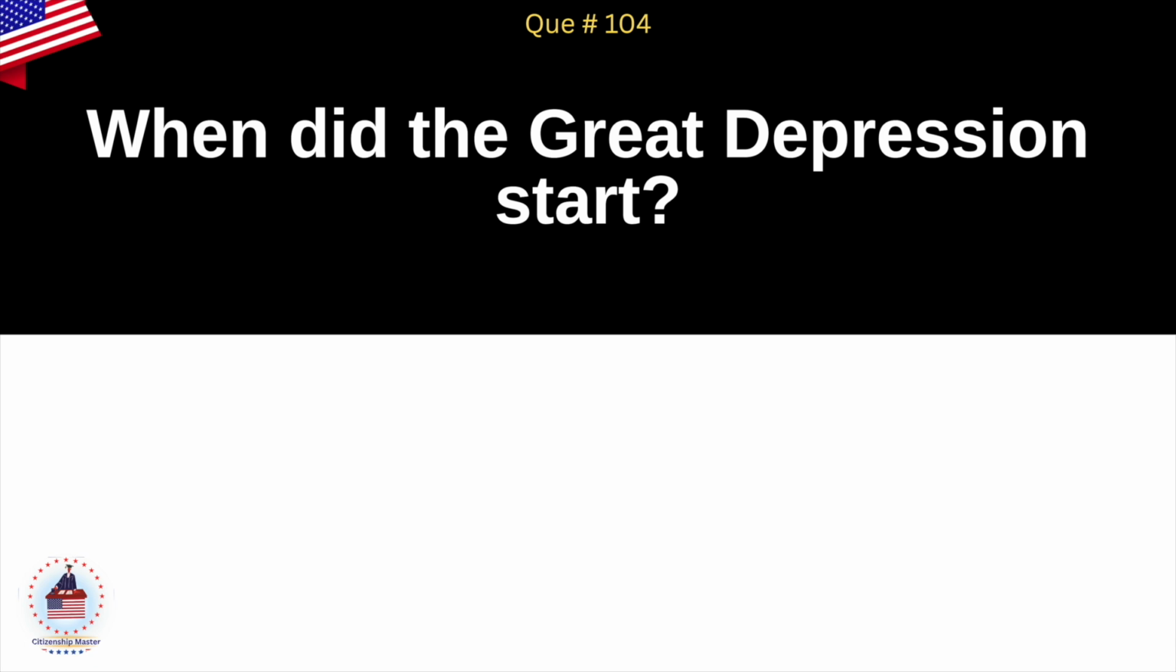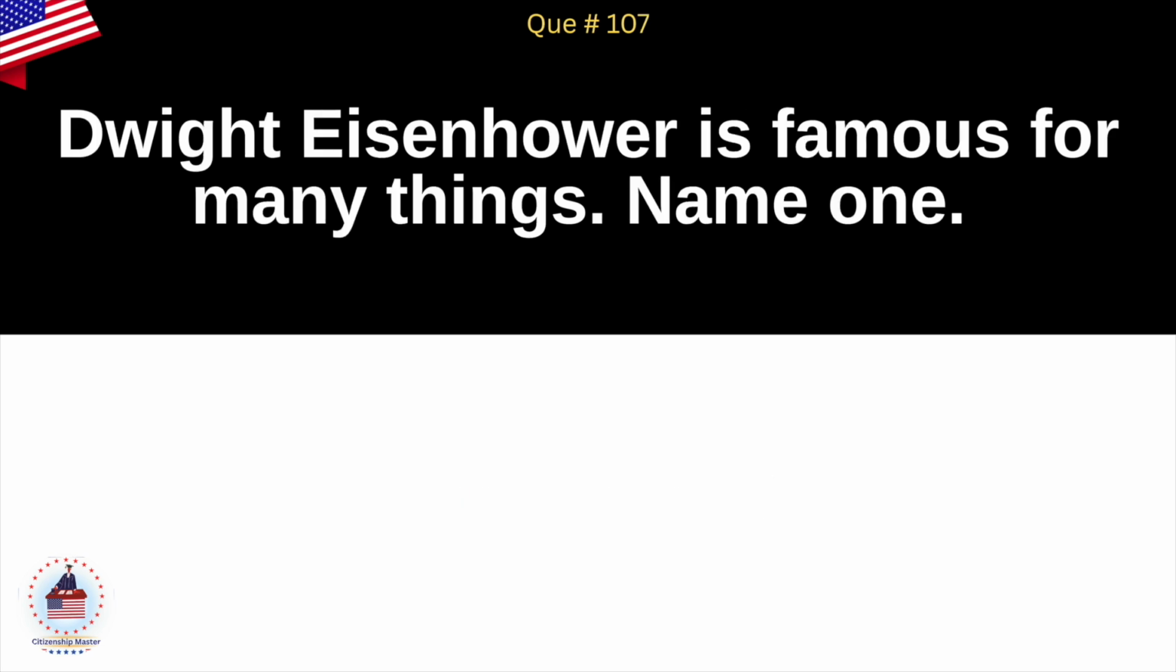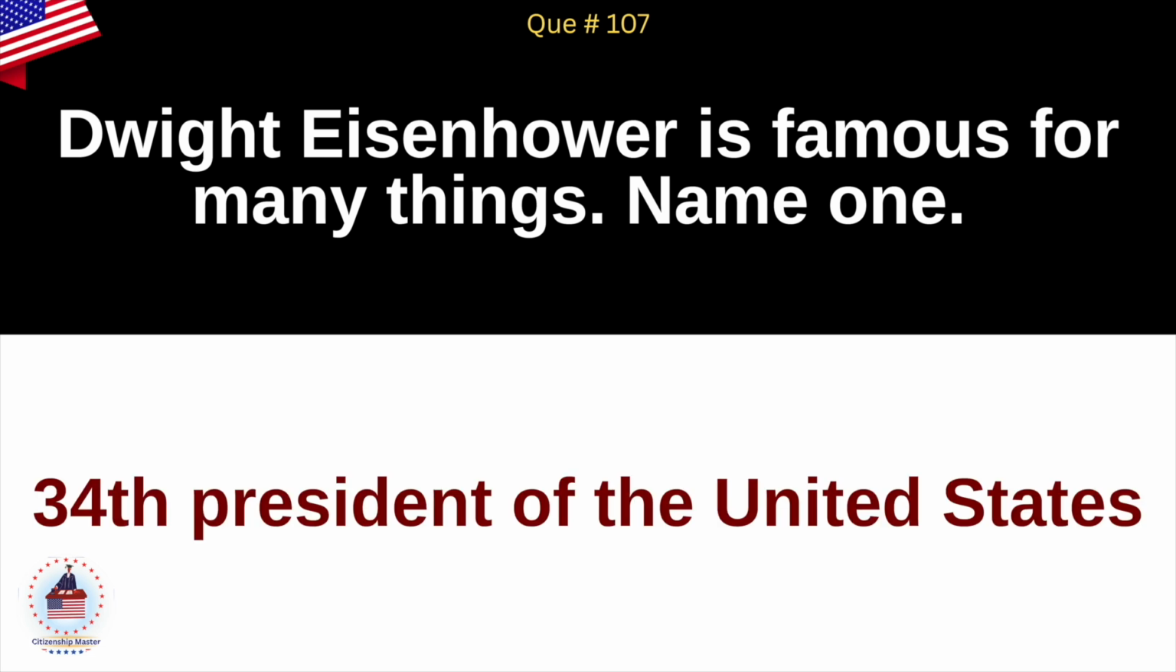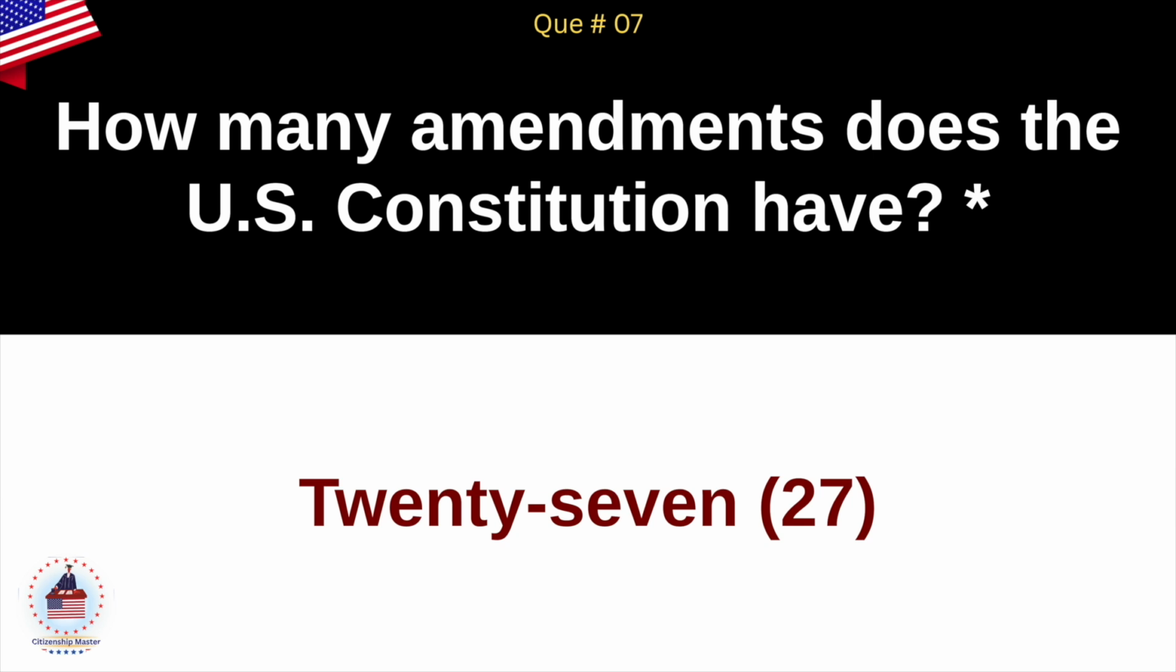When did the Great Depression start? The Great Crash, 1929. Dwight Eisenhower is famous for many things. Name one. 34th President of the United States. How many amendments does the U.S. Constitution have? 27.